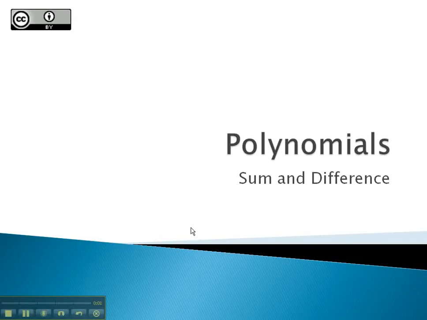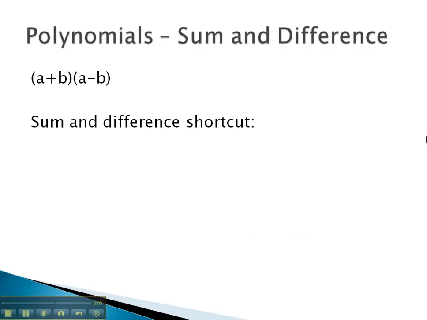In this video, we will look at multiplying a special polynomial that's called a sum and a difference. A sum and a difference is when the two factors match exactly, except one is a sum, or with addition, and one is a difference, or subtraction.